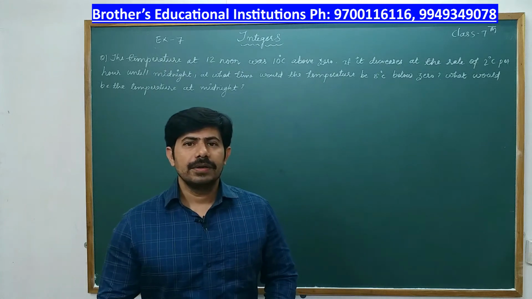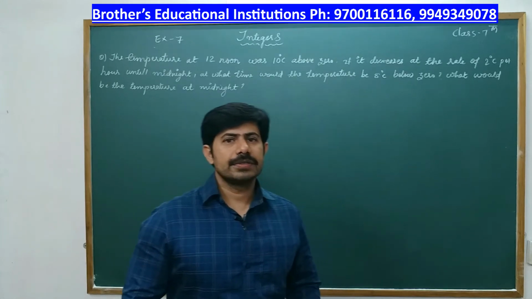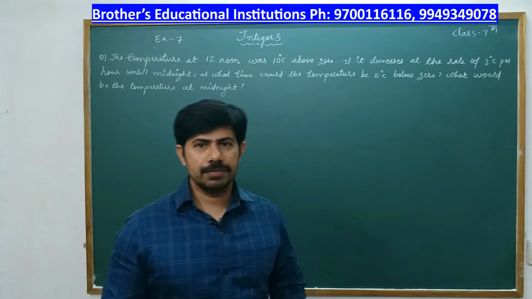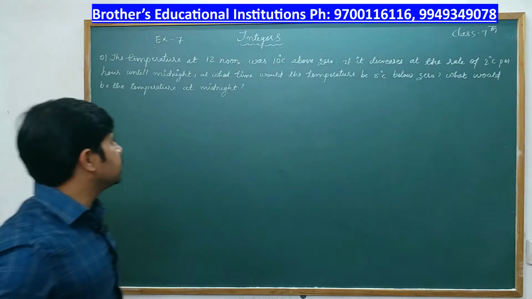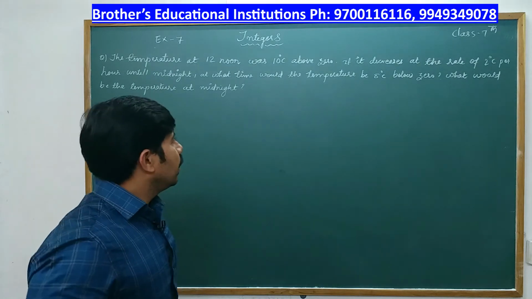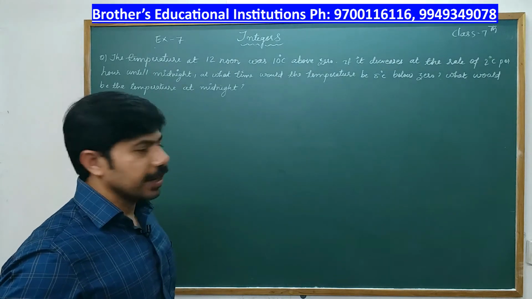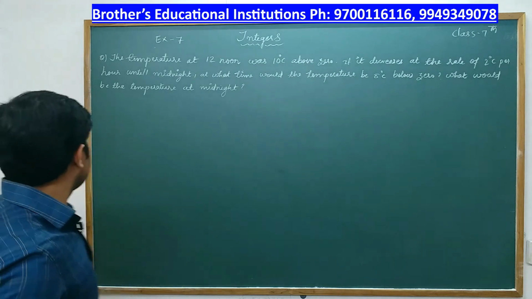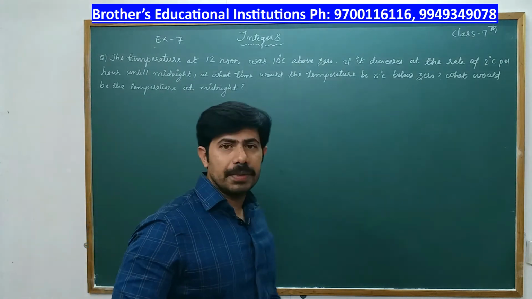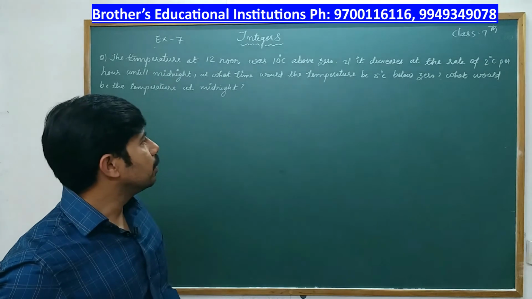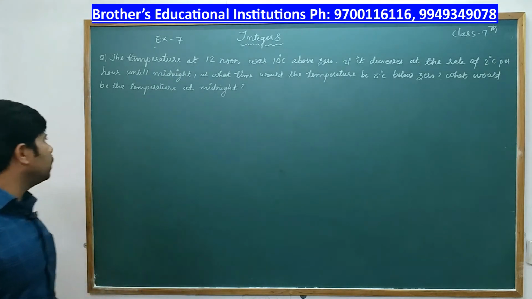Welcome back. We are doing problems in integers. So in today's class, the first problem is: the temperature at 12 noon was 10 degrees Celsius above zero. If it decreases at a rate of 2 degrees Celsius per hour until midnight, at what time would the temperature be 8 degrees Celsius below zero? What would be the temperature at midnight?